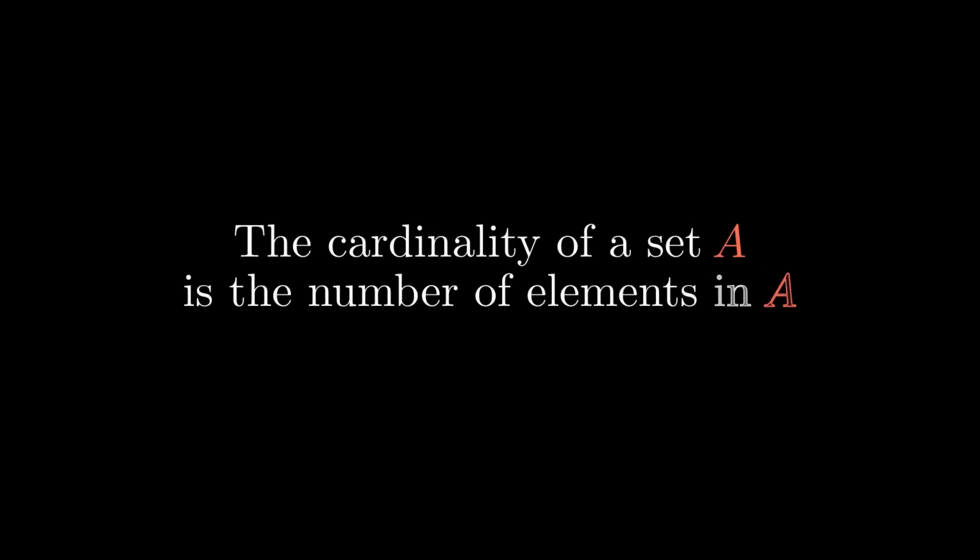Now that we've gone over some examples, what can we actually do with sets? One thing we can do is take their cardinality. The cardinality of a set A is the number of elements in A. We represent the cardinality of a set A by putting vertical bars around the set like so. As an example, what is the cardinality of the set containing 1, 2, and 3? Well, since there are 3 elements in the set, the cardinality is simply 3.